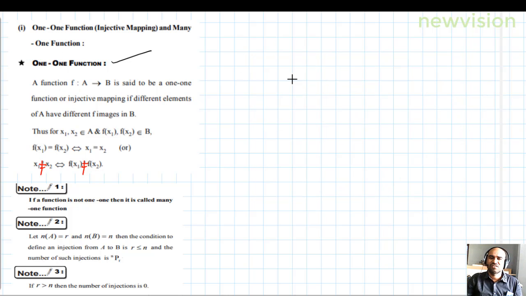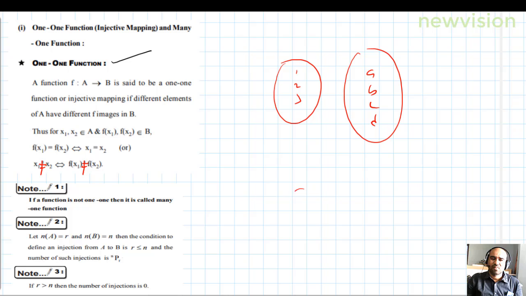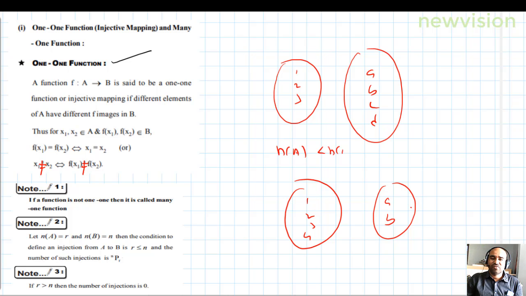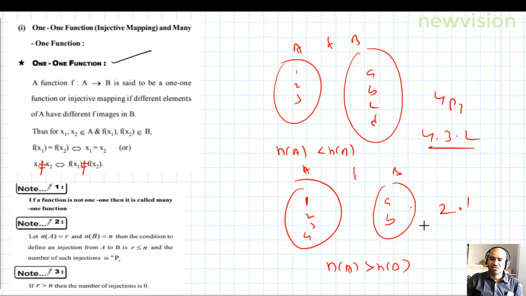Second important thing, students, listen all of you. 1, 2, 3, A, B, C, D. 1, 2, 3, 4, A, B. Here n of A is lesser than n of B in the first situation. In the second situation, n of A is greater than n of B. Observe. Here the number of one-one functions from A to B is 4P3 or 4 into 3 into 2. But in this case we want to find how many one-one functions exist from A to B. So 1 can pair with any, two chances are there for 1. 2 has only 1 chance. What about 3?